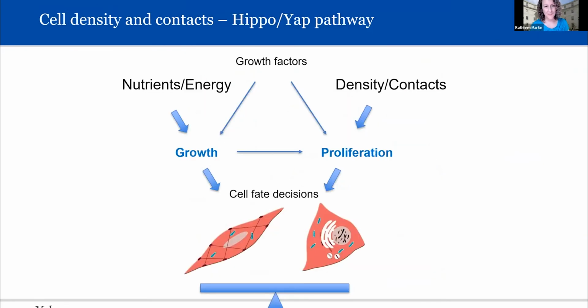So now, lastly, I want to talk about the idea of cell density and cell-cell contacts and contacts with the matrix as a way to influence cell state. So the mTOR pathway regulates nutrients and energy in cell growth. It also senses growth factors, but cell density and cell contacts are another critical input for cell growth and proliferation. And these processes together influence cell fate decisions.